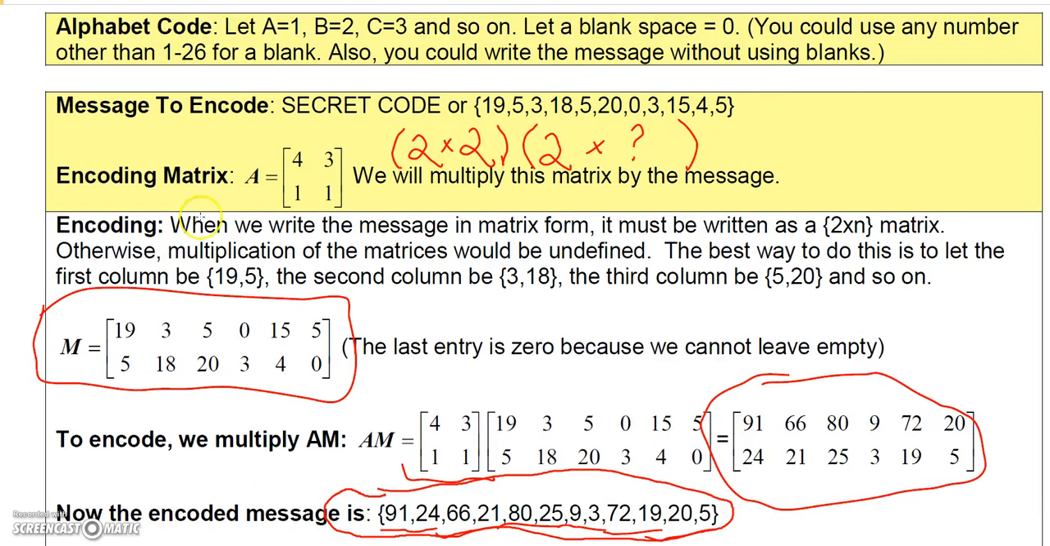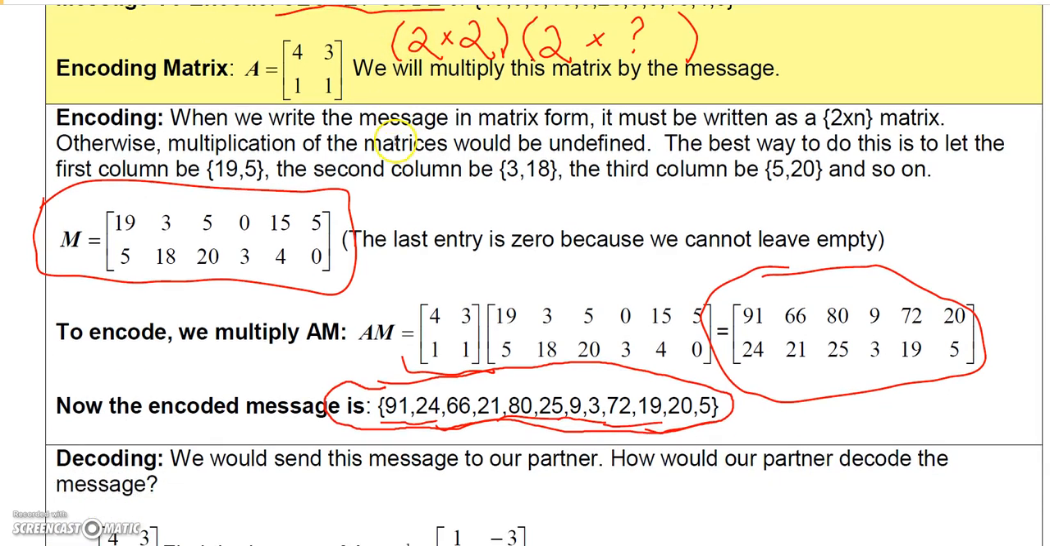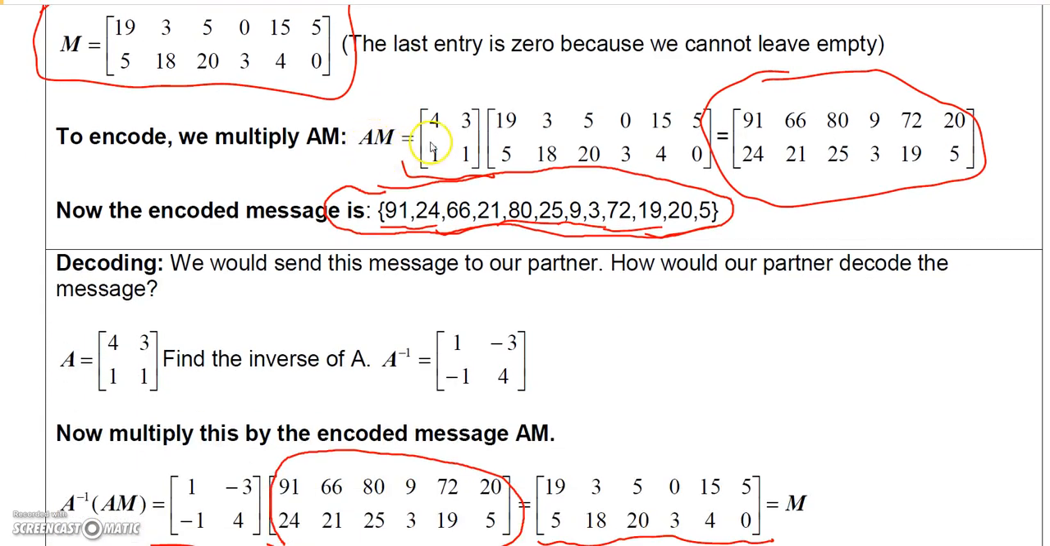Now, to give this a more practical sense, think of this: instead of it being the word secret code, what if this was your credit card number? Well, then you could put your credit card number in a matrix, and then you could use some 2x2 matrix to encode it, and when you multiply that 2x2 matrix by your credit card number, it would basically jumble up the numbers.